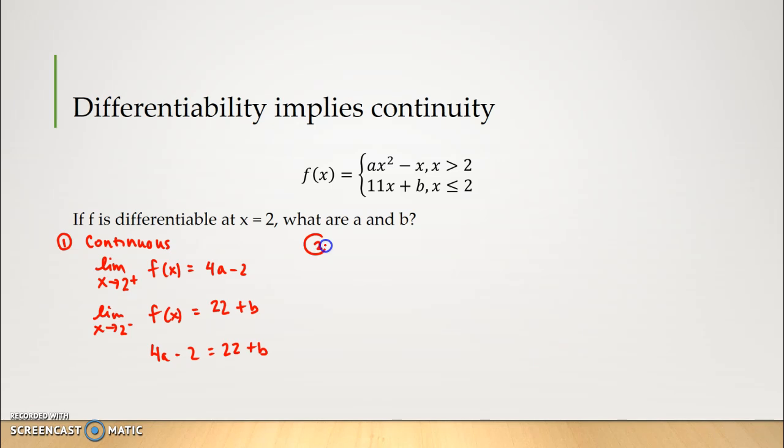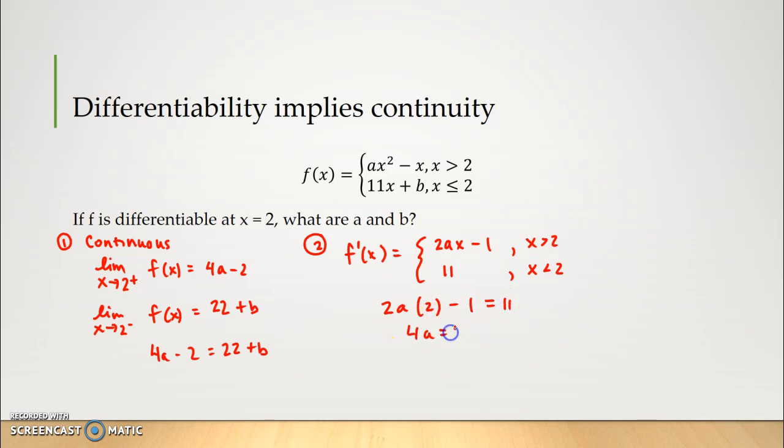The other piece of information is that if I make a slope function or a derivative, the derivatives also have to match. So the derivative would be 2ax minus 1 for x greater than 2, and it would be 11 for x less than 2. And these two things have to be equal to each other as x approaches 2, so 2a times 2 minus 1 has to equal 11. So 4a has to equal 12, so a has to be 3.